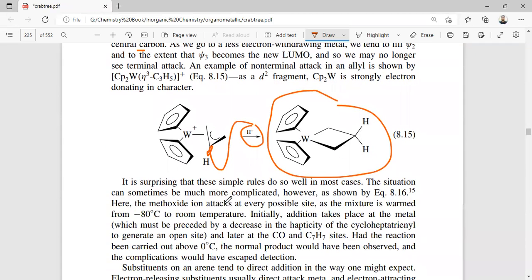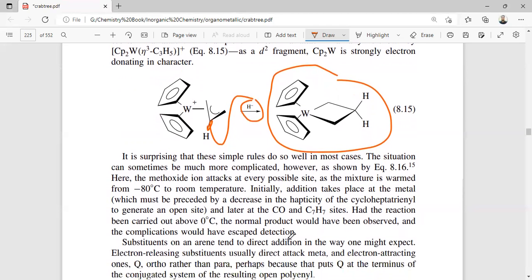So it is surprising that this Davies-Green-Mingos rule does so well in most cases. The situation can sometimes be more complicated. Here the methoxide ion attacks at every possible site as the mixture is warmed from minus 80 degrees C to room temperature. Initially the addition takes place at the metal, and later at the CO and C5 sites. If the reaction were carried out above 0 degrees C, the normal product would have been observed, and the complication would escape detection.